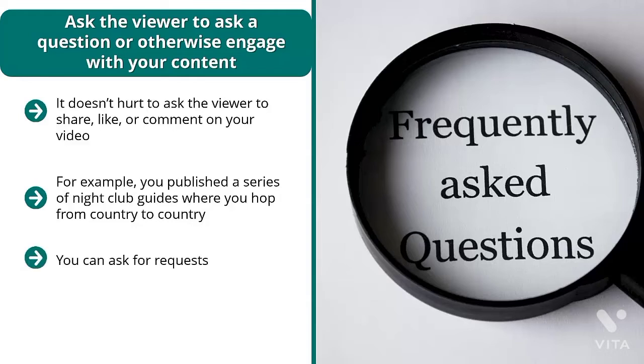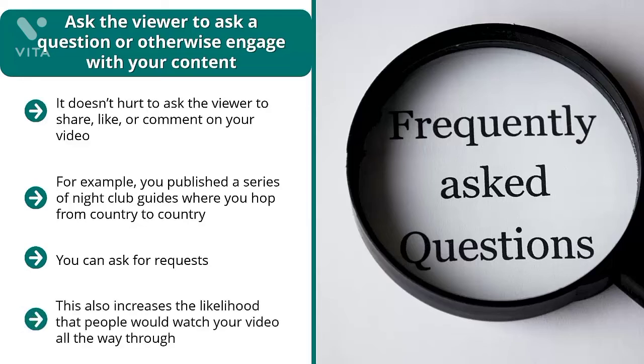You can ask for comments and feedback. You could ask if people had a problem. Whatever the case may be, when people engage in your content, YouTube tends to rank your video higher because engagement indicates that people are actually paying attention to your video. This also increases the likelihood that people would watch your video all the way through. Viewing duration also plays a big role in how well your video ranks. Don't lose sight of these modern video marketing essentials because they're crucial in making your video more visible.